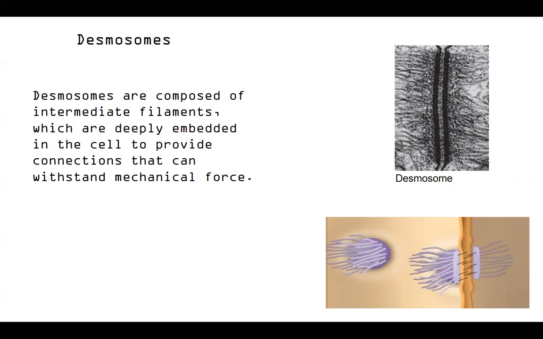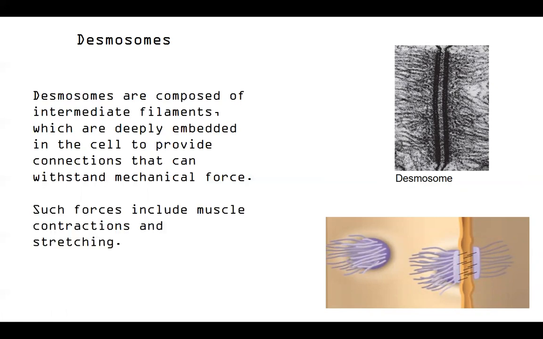We don't want to be assembling it and disassembling it. So I think the use of intermediate filaments in a desmosome is really appropriate. And the times when we'd want to use this are when the cells need to withstand some type of mechanical force. So you can think of things like muscle contractions.